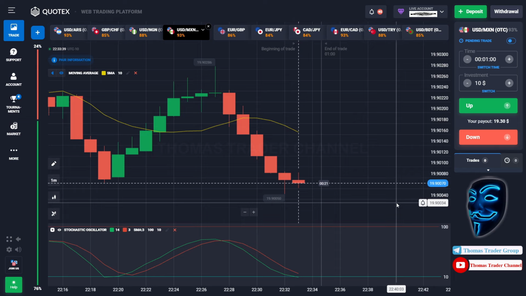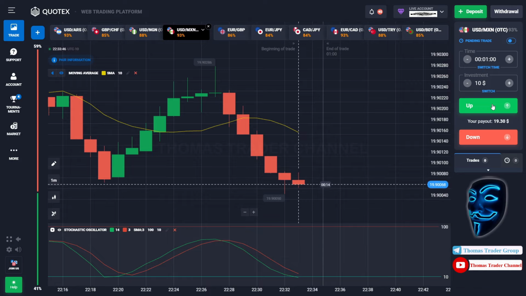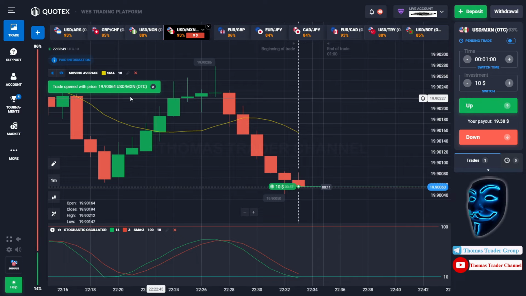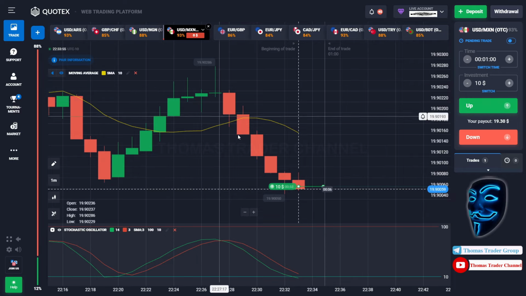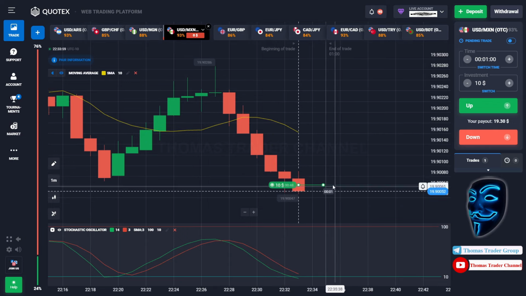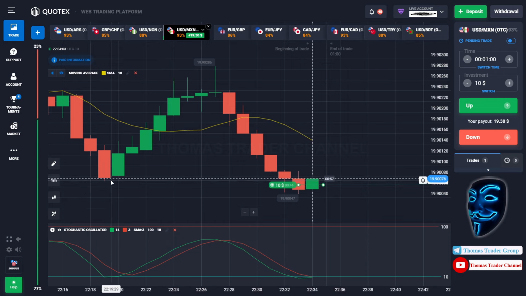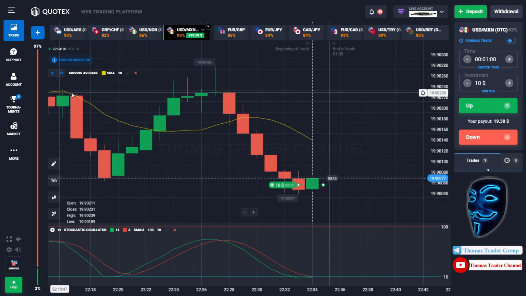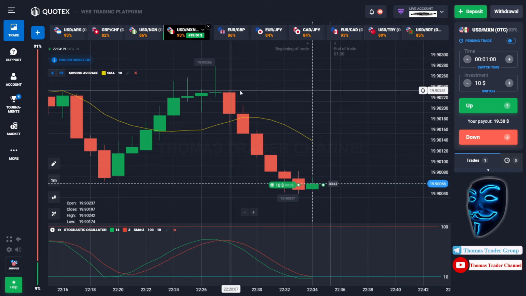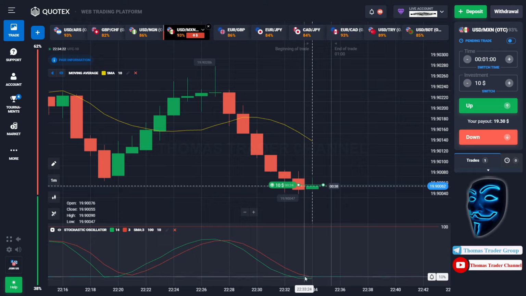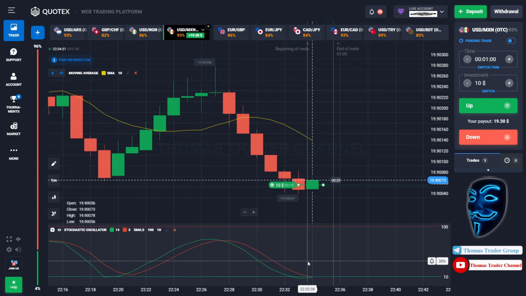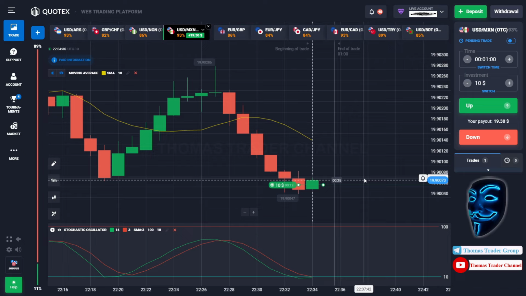Let's find the market. Over here we can open buy for 1 minute. As you can see, the market is going sideways. And the market is touching the support area. When the market touches the support area, the market will make a rebound. And the market will find the resistance area again over here. And the market is also touching the oversold area. When the market touches the oversold area, the market will make a rebound. Let's prove it and let's wait till the end of our trade.